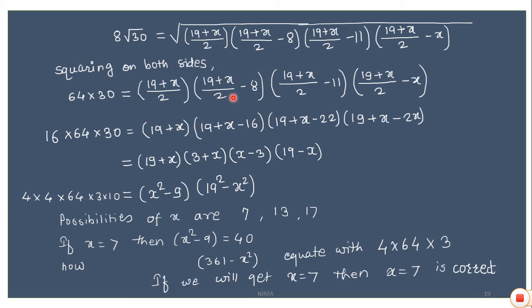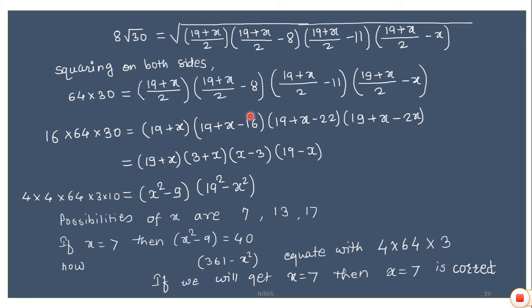So instead of doing cross multiplication in each bracket, you just remove this 2 from the denominator, and for that purpose you have to multiply 2 for each bracket. So multiply 2 to the first bracket, second bracket, third bracket, and fourth bracket. That means exactly I am multiplying by 16 to both sides. So I am writing 16 into 64 into 30 equal to, see, when multiplying 2 to this bracket, the 2 gets cancelled, I'll get only 19 plus x.